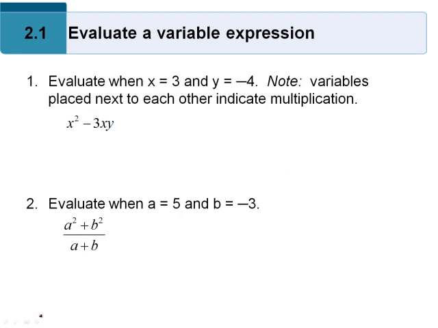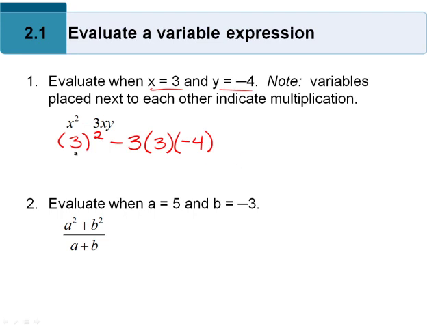Okay, so look at this first example. It says evaluate when x equals 3 and y equals negative 4. And then we have a note and just a reminder here. Variables placed next to each other indicate multiplication. So look at that. When you have the expression x squared minus 3xy, that 3xy is all multiplication. 3 times x times y. So first we have x squared. Well, x is 3 and y is negative 4. So I'm going to have 3 squared, because that's what x is, minus 3 times x, which is 3, times y, which is negative 4.